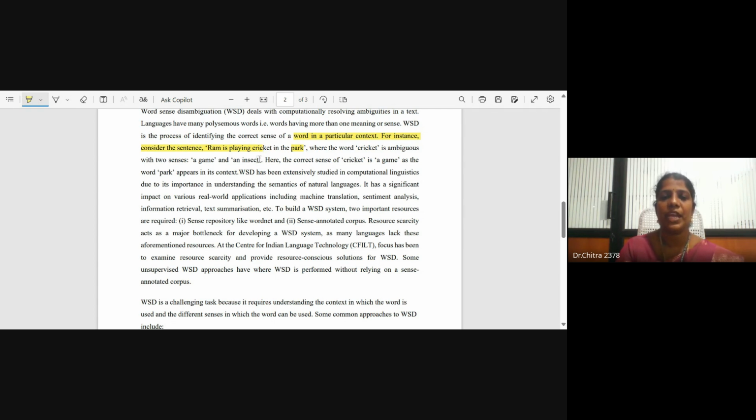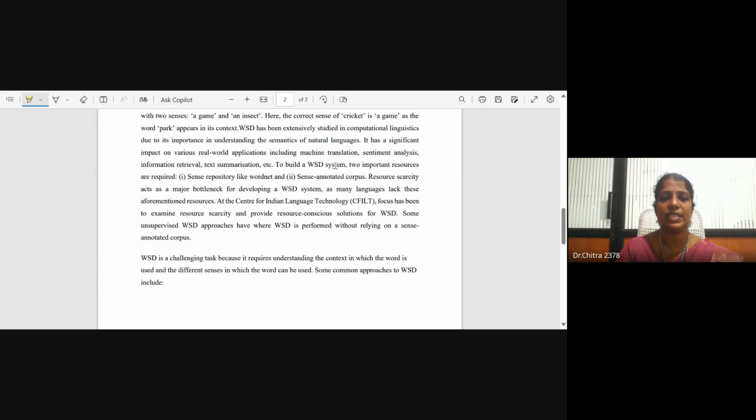Sometimes cricket may be an insect. At that time also it's checked, and based on the continuous words in the particular context, it can be identified. To build this word sense disambiguation, we need two important resources. First, we need the meaning, the group, as well as the hypernym of the words. That's already built and available in the dictionary. That tool used for identifying word senses is the WordNet tool, which we already discussed. So we need a sense repository like WordNet to check what a word is related to.